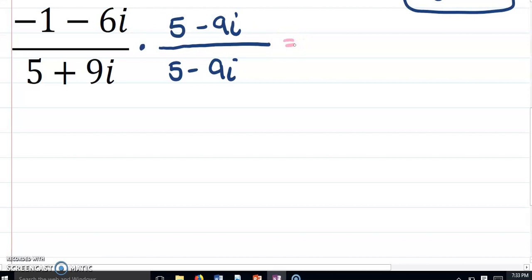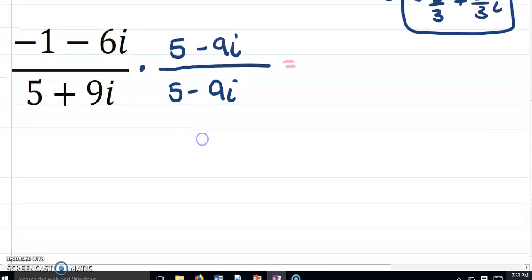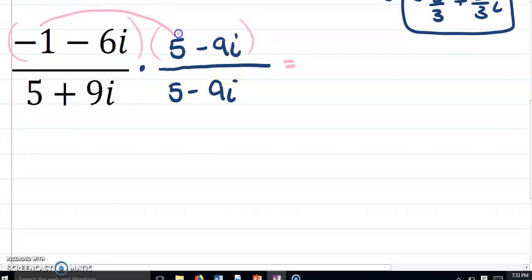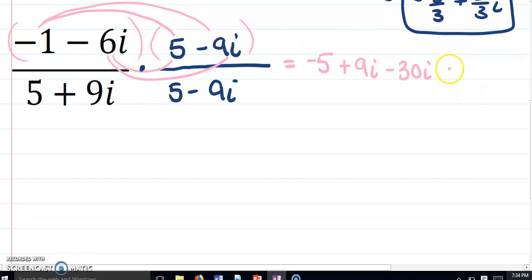In the numerator, we're going to FOIL because these are two totally different binomials that are getting multiplied. Negative 1 times 5 is negative 5. Negative 1 times 9i is positive 9i. Negative 6 times 5 is negative 30i, and negative 6i times negative 9i gives us positive 54i squared.